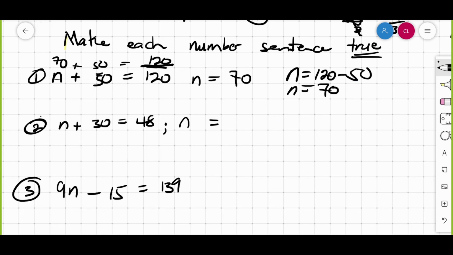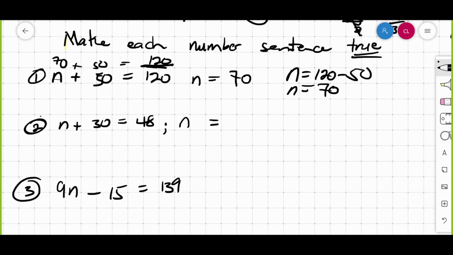N plus 30 is equal to 48. What will be N? 18? All right, 18, yes, sir. Let's go with this now.